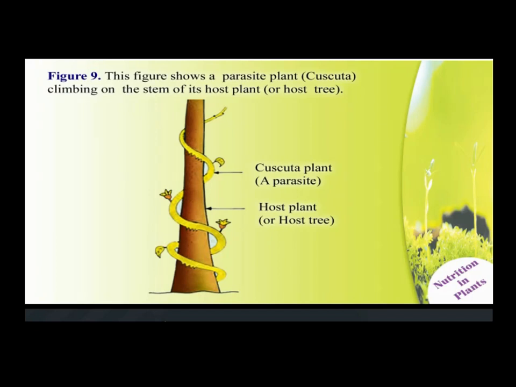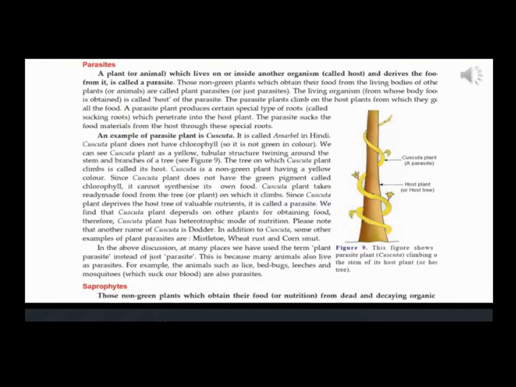Now look into figure 9. Here this figure shows a parasitic plant, that is Cuscuta, climbing on the stem of its host plant or host tree. Now children, please note the color of the Cuscuta. Cuscuta plant is yellow in color. That means they do not contain chlorophyll, and that is why they cannot synthesize food. So Cuscuta plants take ready-made food from the tree on which it climbs. Since Cuscuta plants deprive the host tree of valuable nutrients, it is called a parasite.